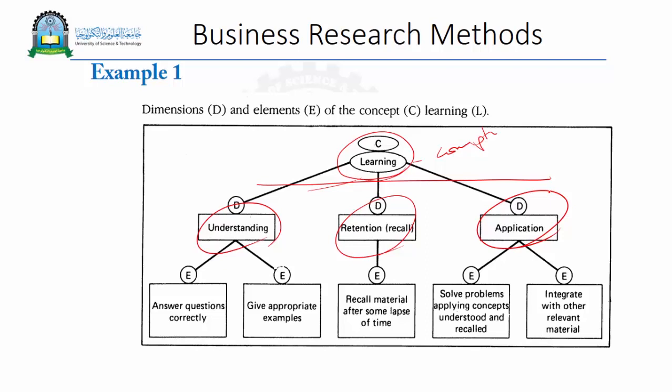This first dimension, which is understanding, can be analyzed into different indicators. The first indicator is, for example, answer questions correctly or give appropriate examples. For the application, for example, we have solve problems, applying concepts, understood and recall. And the second one is integrate with other relevant materials.